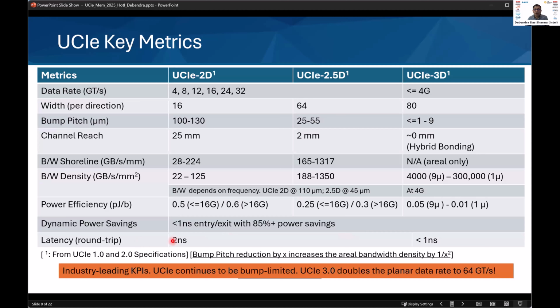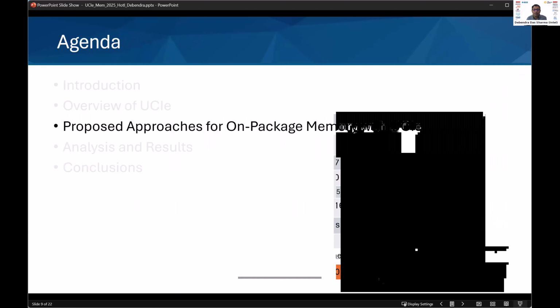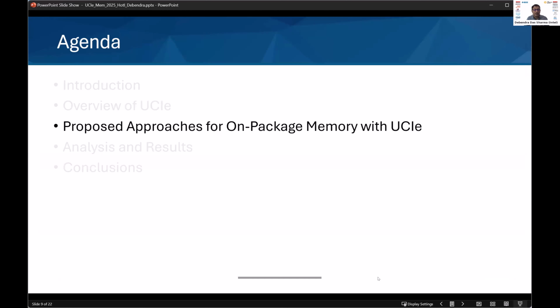And the latency is also fairly low. It's 2 nanoseconds for the round trip from the transaction layer down and up. Like CXL, it is at least an order of magnitude more, and other links have even another order of magnitude higher than that. So very good key metrics, and that's basically the reason why we think this is a good solution for the memory, solving the memory bandwidth challenges.